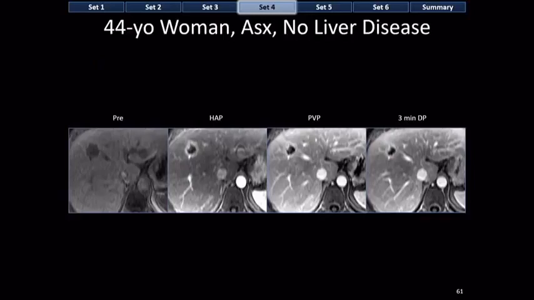Here's a 44-year-old woman. She's asymptomatic, no liver disease, and she has a lesion in the liver that in the arterial phase shows thin rim enhancement. That rim enhancement gradually fades to become isointense to liver by 3 minutes. Notice that there's a central area of necrosis that never fills in at all, not even at 3 minutes. So this is the mass. The patient is asymptomatic. What could this be?